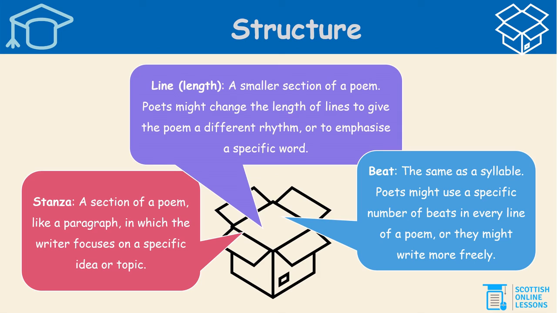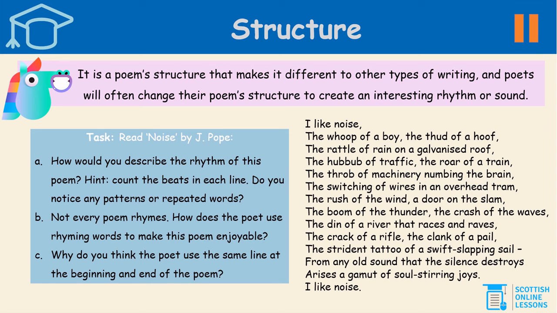Poets might use a specific number of beats in every line of a poem, or they might write more freely and use a different number of beats in each line, a little bit more like they are speaking to the listener or the reader. Lots of other types of text use techniques like imagery or sound effects, so it's really a poem's structure that makes it so different to other types of writing. And poets will often change their poem structure to create an interesting rhythm or sound, much like a songwriter would.